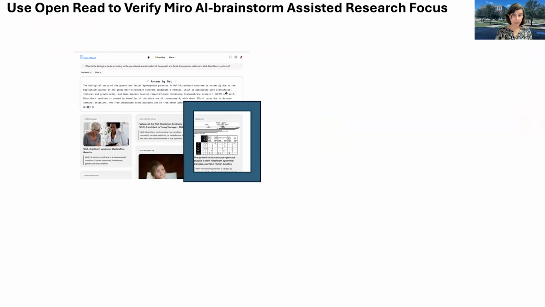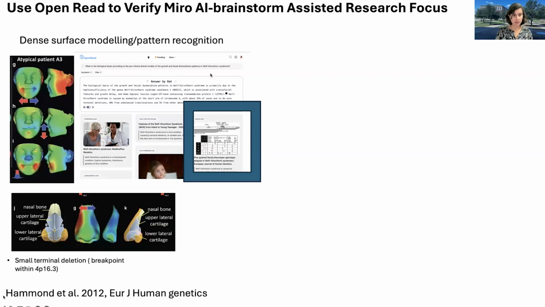genetic data comes in. So as a pause here, I want you to appreciate that we need to use multiple tools in order for us to teach. And this is an example. So I'm going to give you another example of this. In the literature, what is the biological basis, according to preclinical animal models, of the growth and facial defects in the face in this particular syndrome.